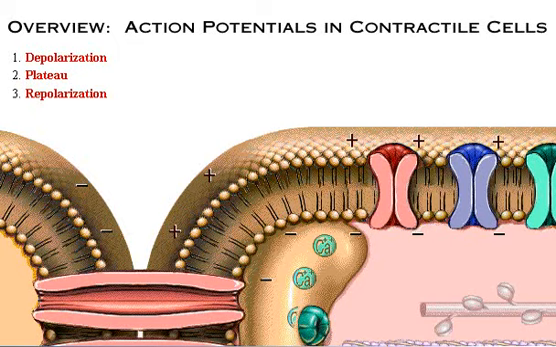Let's look at an overview of action potential generation in contractile cells. Once threshold is reached, the action potential starts with depolarization. During the plateau period, ion movement balances out and the membrane potential doesn't change much. Then repolarization begins and the membrane potential returns to its resting state. The following screens show this process in more detail.